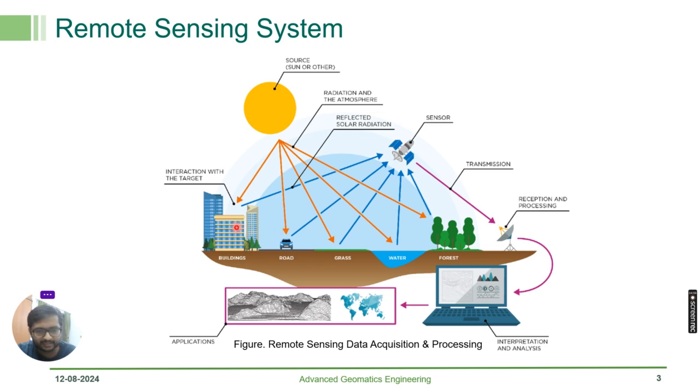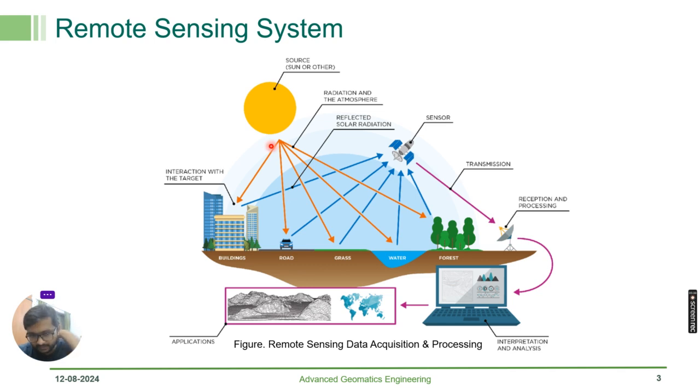It will then go to objects such as buildings, roads, grass, water, and forest. After interacting with the object, that energy will go back to the sensor on the satellite. The satellite will record the energy reflected from the ground object, and based on that we can say how much energy we are getting back at the end. That is how we get the information about the reflectance value of the object.